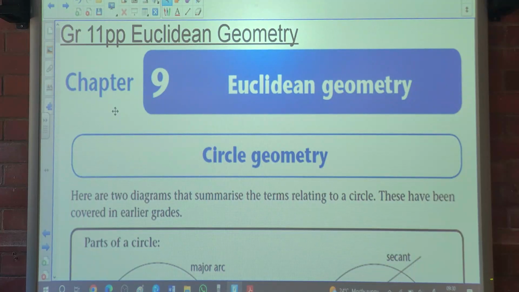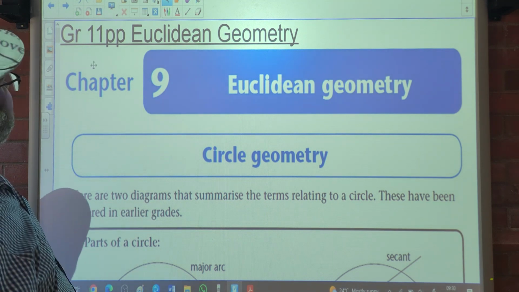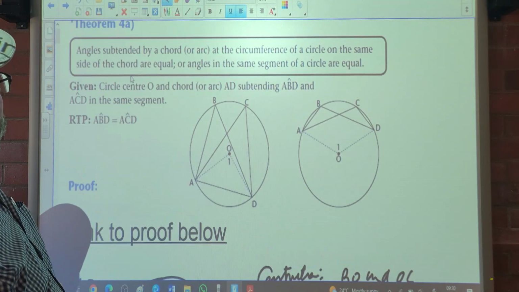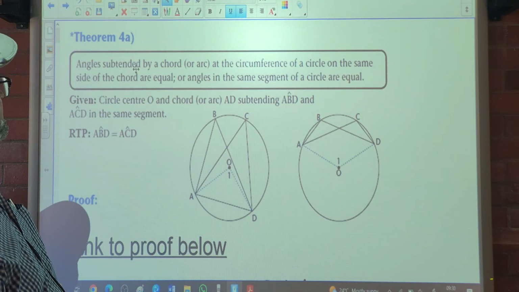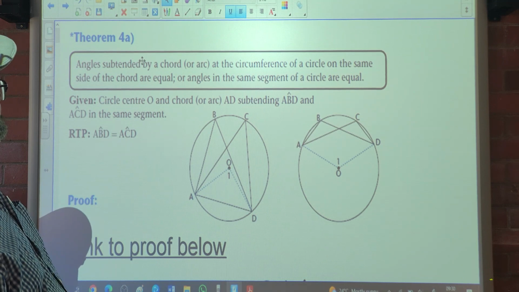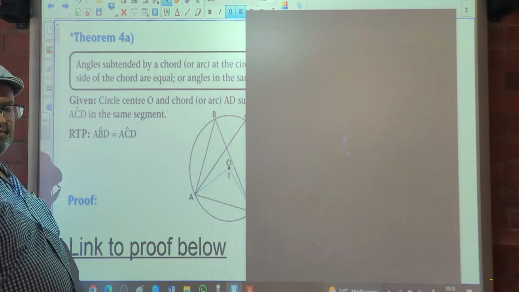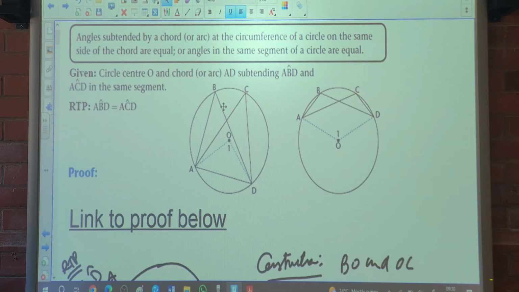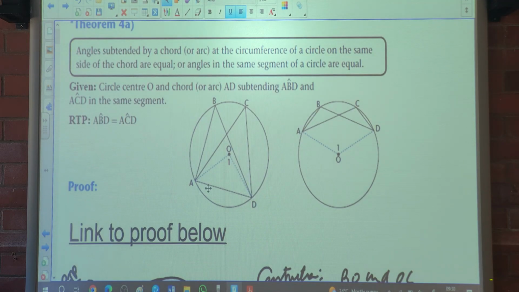Okay, good morning, class. Today we're looking at Euclidean geometry, the examples for exercise 9.4. At this point, we just proved the theorem that says angles subtended by the same chord or arc at the circumference of the circle, on the same side of the chord, are equal, or angles in the same segment of the circle are equal.